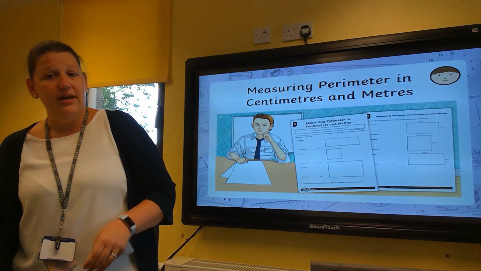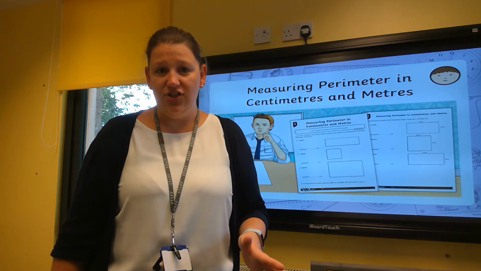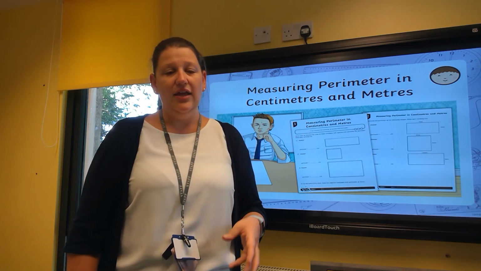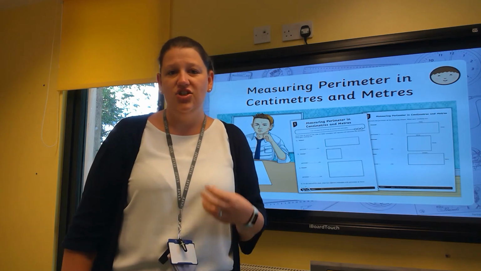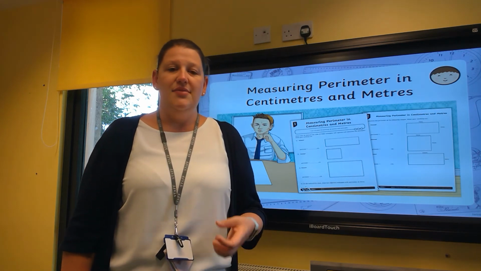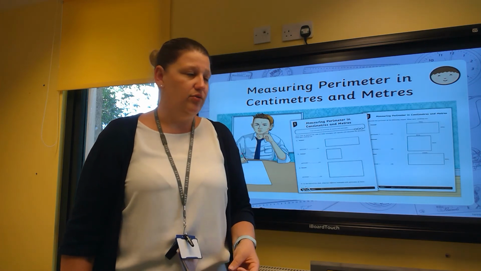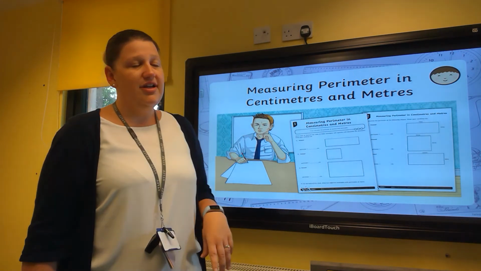If you finish that really quickly and you're feeling really confident with it, there is an extension there for you, but don't spend longer on the maths than it says on the timetable. Okay, you don't have to get the extension done. It's there to challenge you if you need it, or to push yourself, get your thinking about this really working at that higher order.